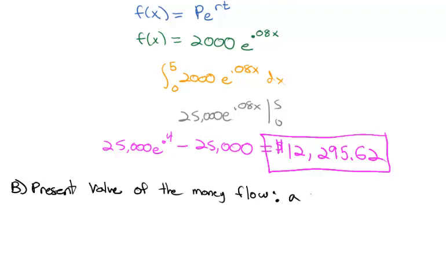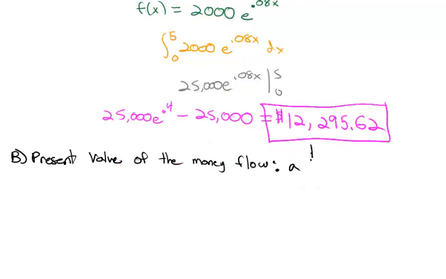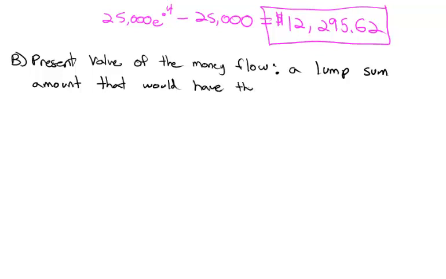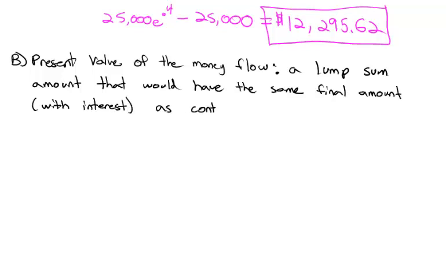In other words, what is a lump sum amount that would have the same final amount with interest as the continuous money flow.